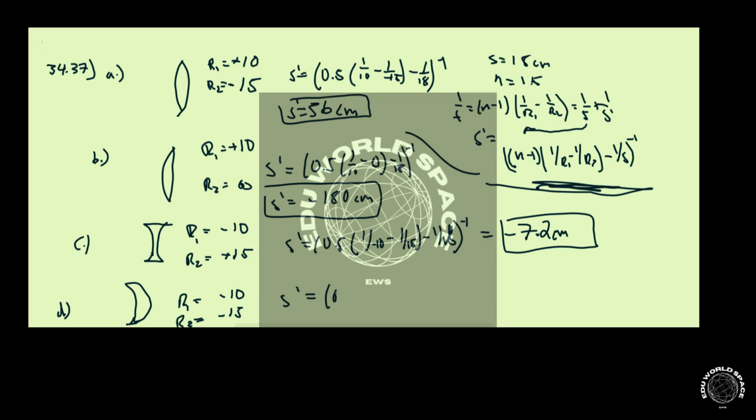Lastly, let's plug in for part D. We have 0.5 times 1 over negative 10 minus 1 over negative 15 minus 1 over 18, all inversed. Again, we're going to get a negative number here: negative 13.8 centimeters. Cool. So again, negative means on the left. So all three of cases B, C, and D have images on the left side of the lens, while case A has one on the right side of the lens.